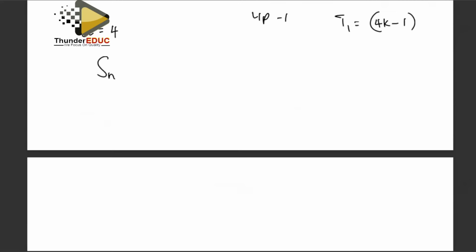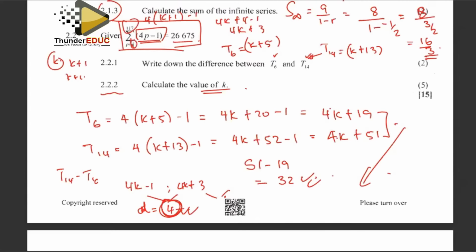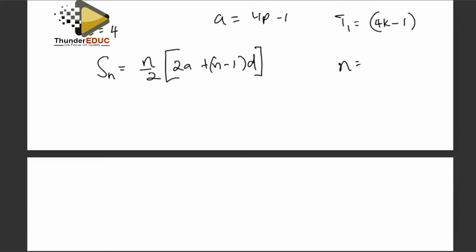Okay, then we know that the sum of an arithmetic is n over 2 into twice a plus n minus 1 into d. Now, the other question that we need to also figure out is how many terms do we have? Now, since the last term is 117, the first term is a k. For us to get the number of terms, we're going to get 117 minus a k plus 1, which gives us 118 minus k. All right, so we're going to replace our Sn with the sum we were given, which is 26675.